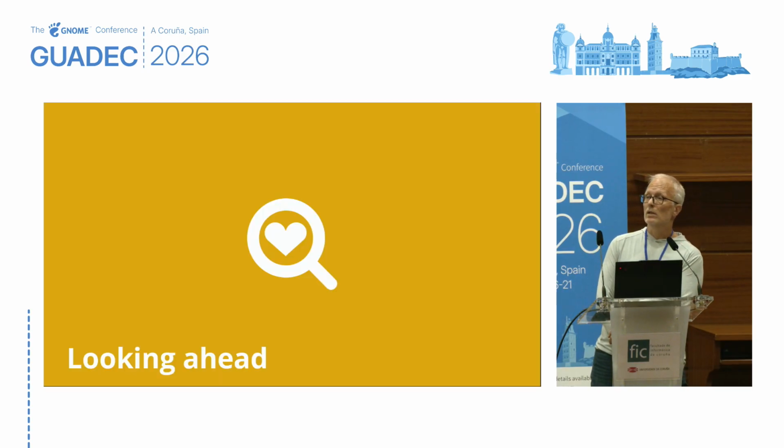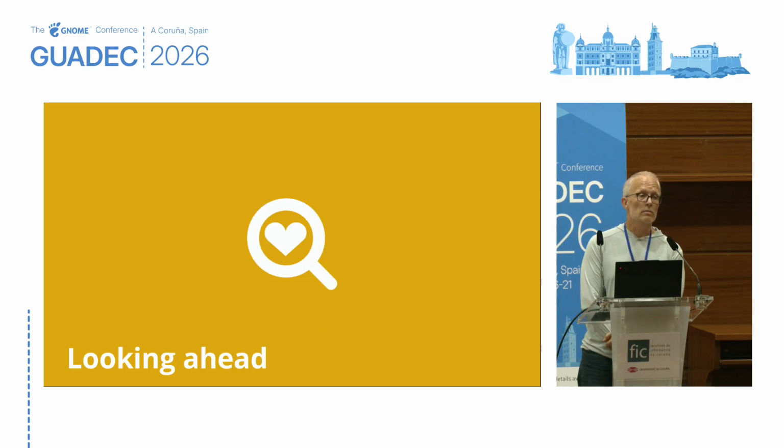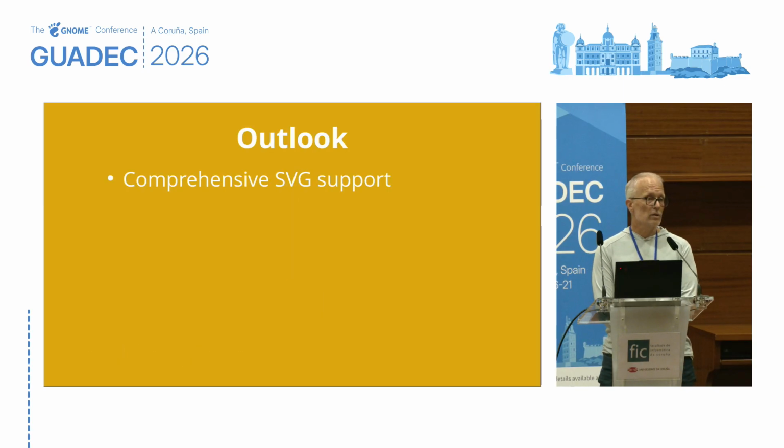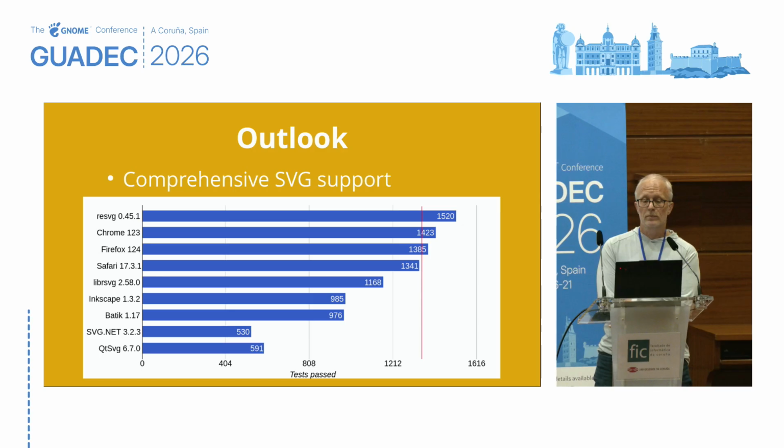Right, the last section of my talk is usually a little bit of a look ahead. I want to talk about what you can expect coming in the next GTK release, which is going to be 4.24, coming this fall. And I want to say we'll probably have pretty comprehensive SVG support at this point. Going back to that test suite that I showed a graph of earlier, in my unscientific self-evaluation, I now come in at 1,365 tests passing. So we are kind of in the browser range now, which I think is pretty good.